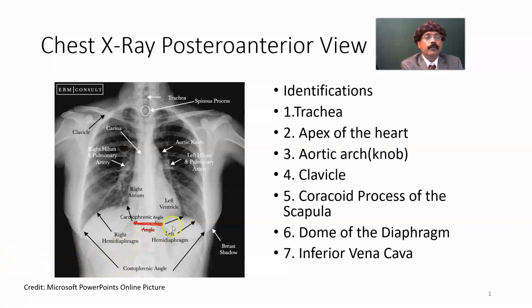In a chest X-ray, we first find that the trachea, the windpipe, is centrally located. The trachea bifurcates into the right principal bronchus and left principal bronchus. The last tracheal ring has a nail-like process. We call it the carina.